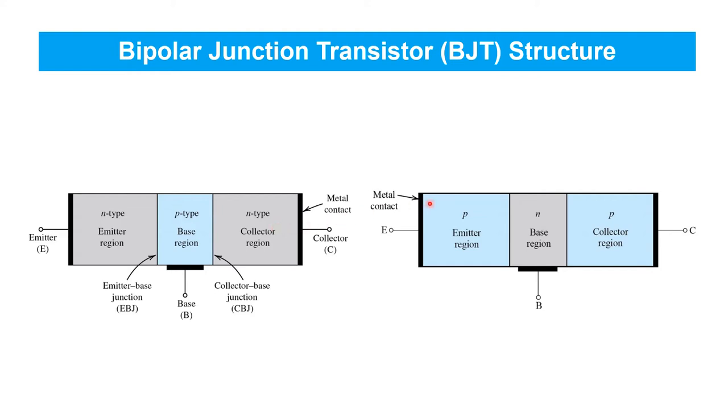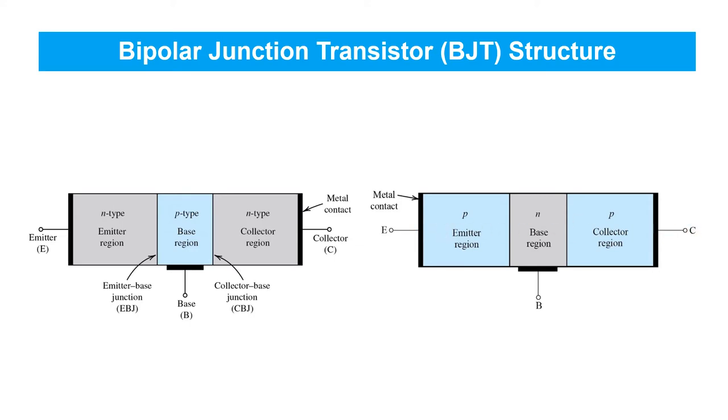The other basic type of BJT is the PNP type, shown here on the right. This is again a sandwich of differently doped semiconductor layers, but in this case, the sandwich is P, N, and P. The base terminal is still the one in the middle, and again, it serves as a control, regulating the current flow through the other two terminals.